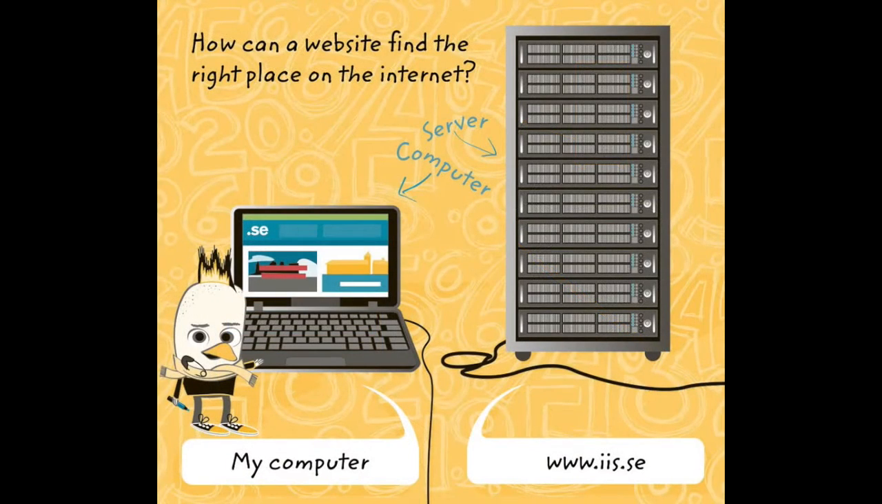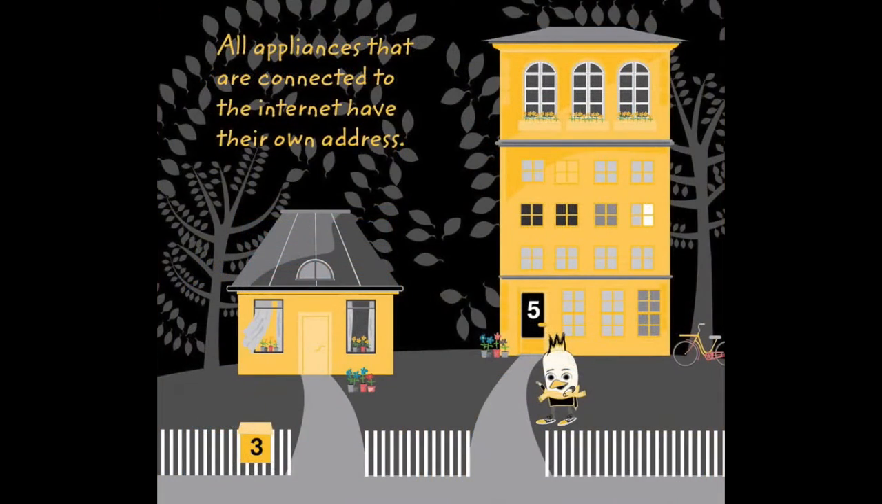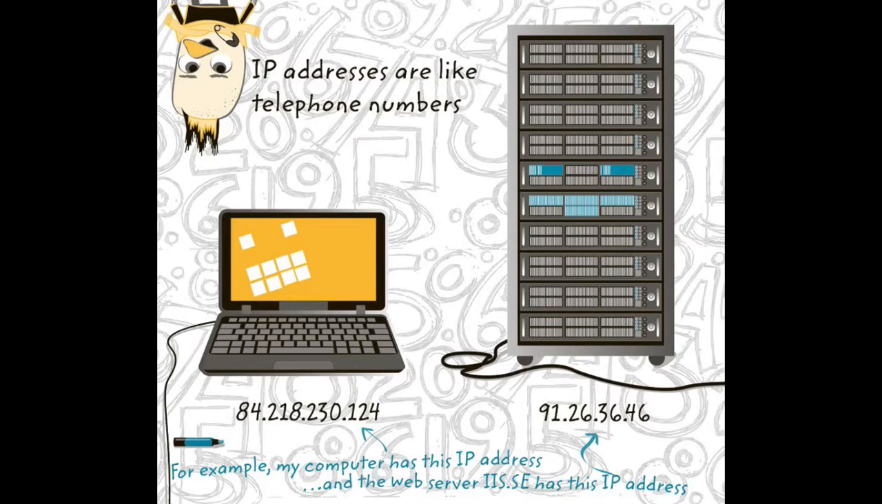How can a website find the right place on the internet and arrive on my computer? That's because all appliances that are connected to the internet, like computers, mobiles, and servers, have their own address. It's like the house you live in. It also has its own address so that you can receive mail and people can visit you. You can also say that internet addresses are like telephone numbers. The right number in the right order make the computers and mobiles able to find each other on the internet. It's like calling a telephone number and having someone answer.